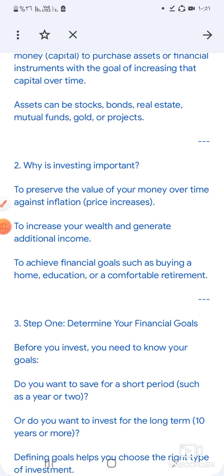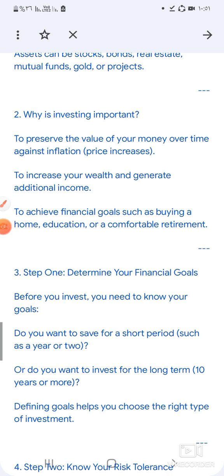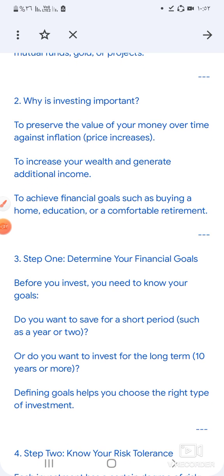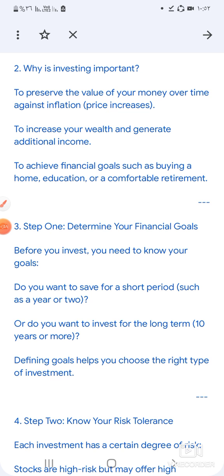3. Step 1. Determine your financial goals. Before you invest, you need to know your goals. Do you want to save for a short period, such as a year or two? Or do you want to invest for the long term, 10 years or more? Defining goals helps you choose the right type of investment.